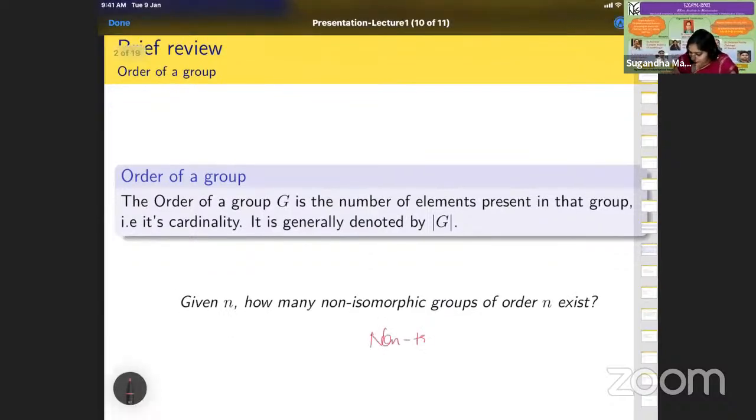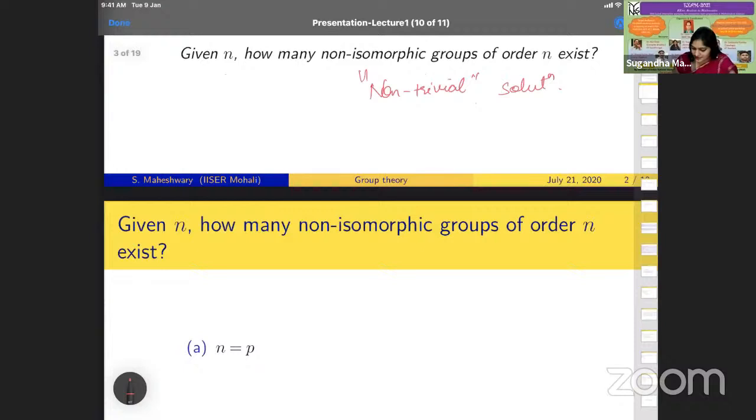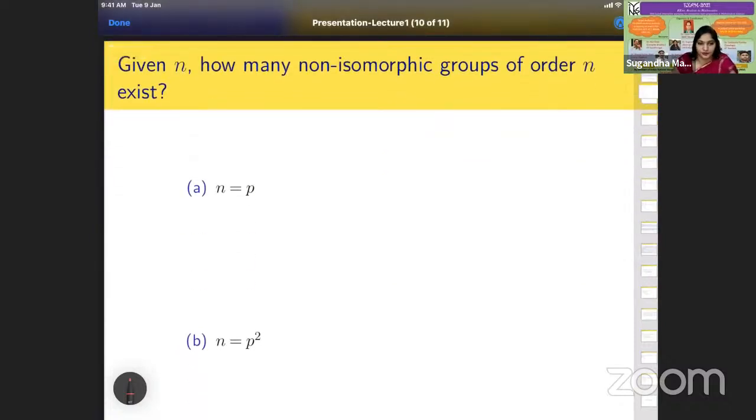This is not very directly answerable given arbitrary n. A lot of work has been done in this direction, which takes huge effort to understand, and a lot of work is going on. But we can at least talk of some particular values of n. So let's take some very simple cases briefly. For example, n equals p. You have a prime number p and you are looking for groups of order prime.